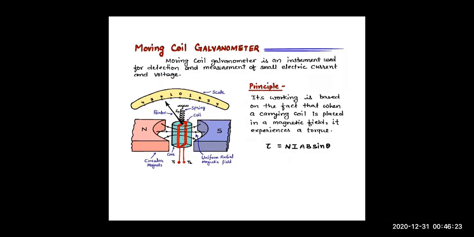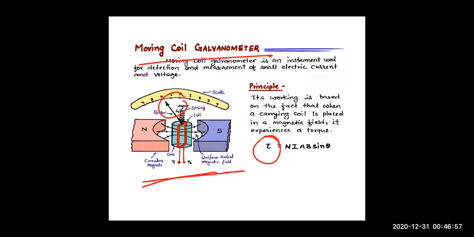Now, children, you might be wondering why we are using the radial magnetic field here. So, children, there are two benefits of using a radial magnetic field. Firstly, whenever we place our moving coil galvanometer in any circuit, we want the maximum torque to be acting on the coil. If maximum torque acts, then that maximum torque will turn the coil, and then the pointer will be able to deflect easily.